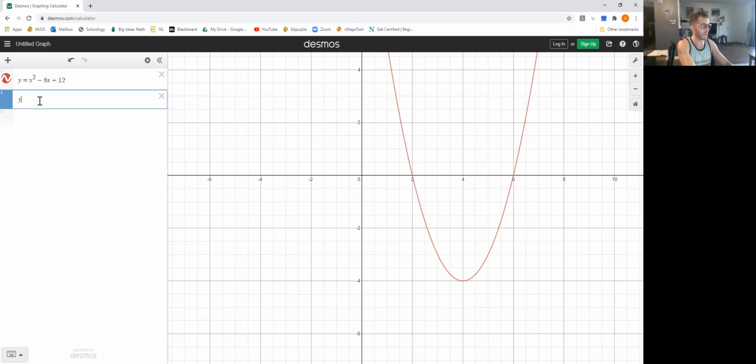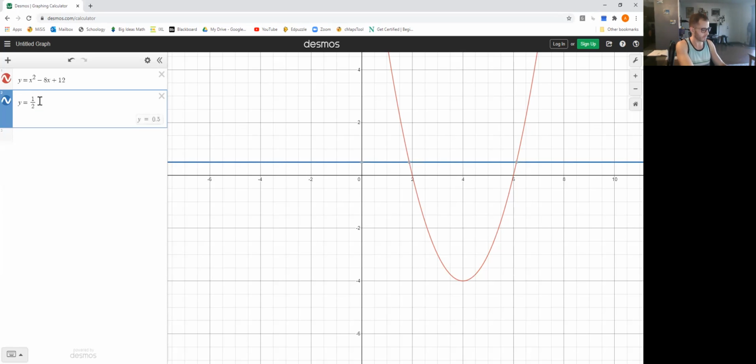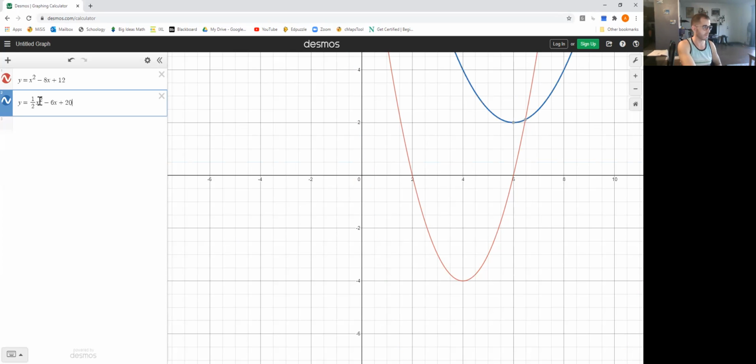What happens when we do that? We're going to get 1/2 x squared minus 6x plus 20 equals 0. Now notice I still wrote it y equals 1/2 x squared minus 6x plus 20. I took away 6x, I added 20. All right, so now we want to find the solutions by graphing.